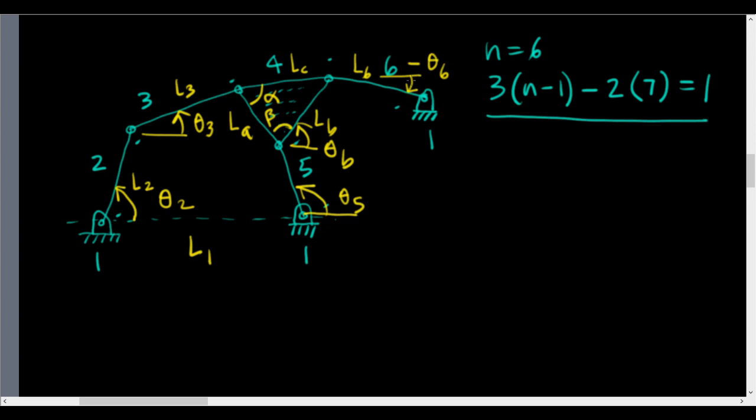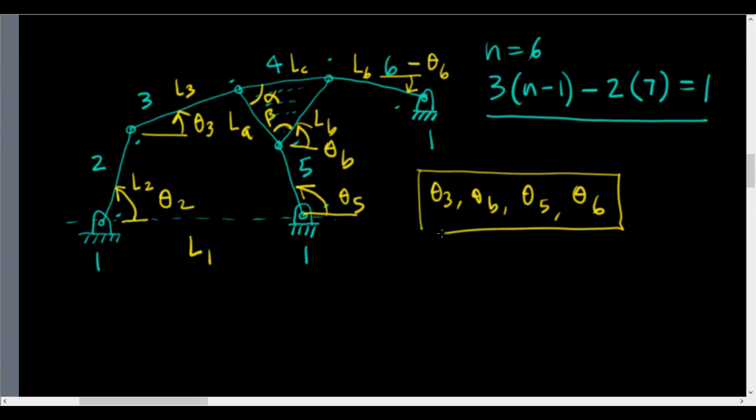Alright, now let us write our loop equations. Remember again, theta 2 is assumed known, others are not known. How many unknowns are there? Theta 3, theta b, theta 5, theta 6. You see there are 4 unknowns. Alpha and beta are known. Okay, given these 4 unknowns, 2 loop equations should be enough, and one will go from here to here to here and will be set equal to this plus that.